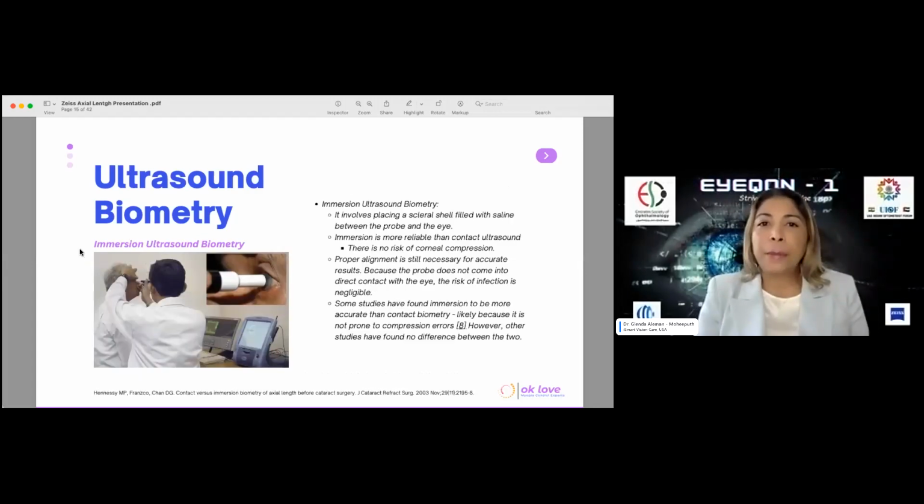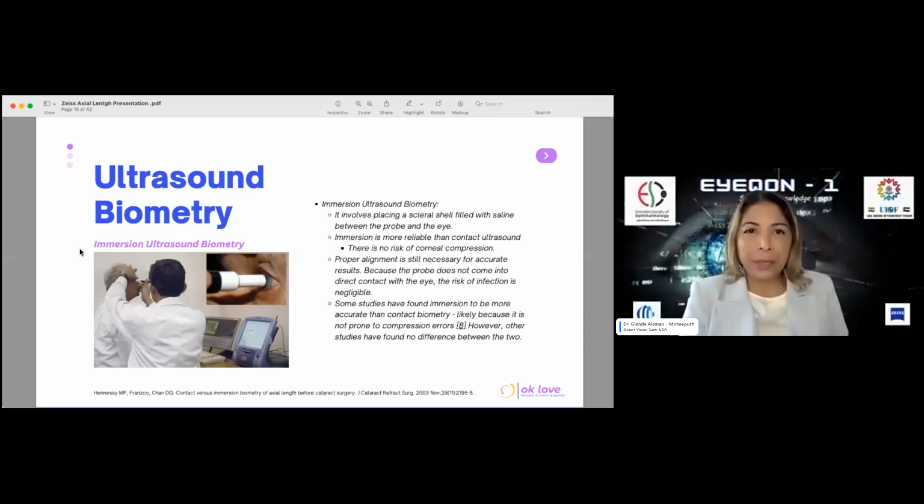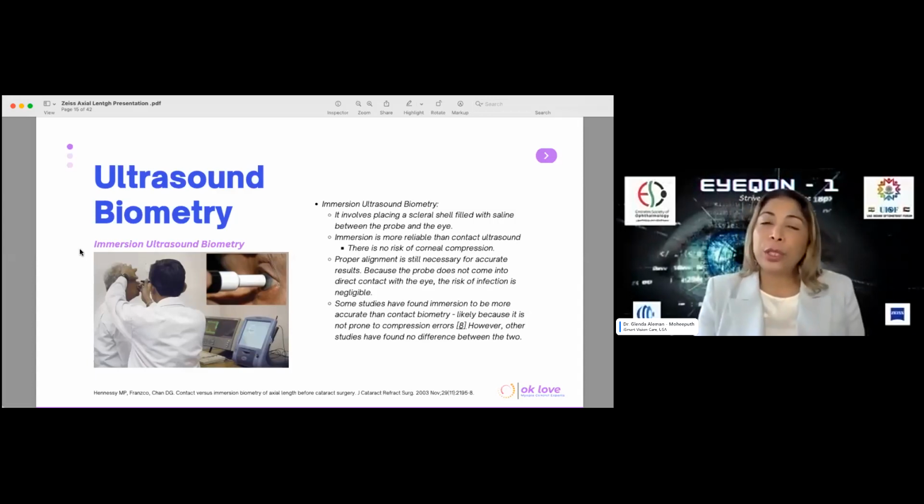So this is a little more detail on the ultrasound. As I mentioned before, here you can see in the picture that we're using a scleral shell to take the measurement. I kind of went a little ahead of my slide, so I already told you everything here. Basically, it's a summary between the two, contact and non-contact. When we did studies looking at the different biometers, we saw that even though there is some error from the compression factor, it's not clinically significant.